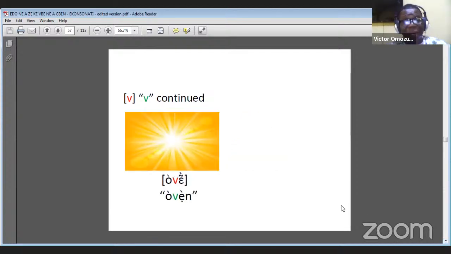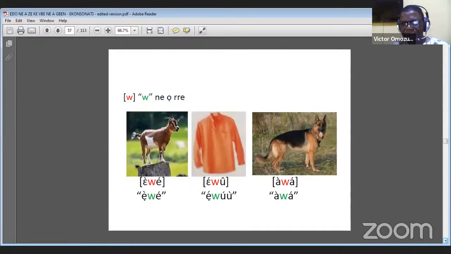That V, over, you can see the picture of Ovende, which is different from Owen. We are going to see that later. Owen is the rising and falling sun, whereas Oven is the hot stuff there. So Oven is different from Owen. You will see the picture of Owen later. Owen is milder than this Oven.